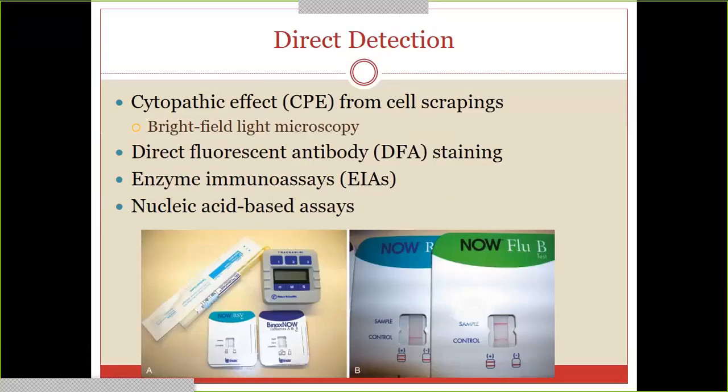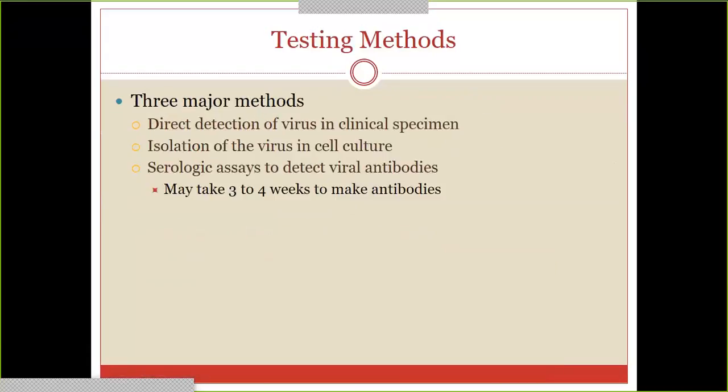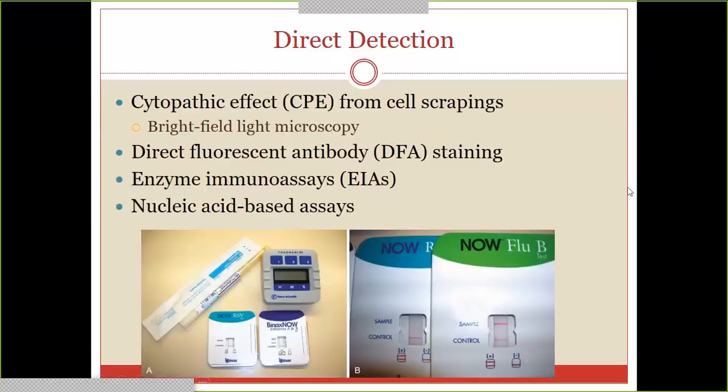All right, so for the direct detection, which is the first one listed here, you can do this through a kit that uses, say, an enzyme immunoassay methodology, a direct fluorescent antibody staining, or a cytopathic effect from a cell scraping with a microscope. A lot of times our influenza is run through a kit. That's what's showing in the picture on the right. Influenza is a big one to run through a kit.